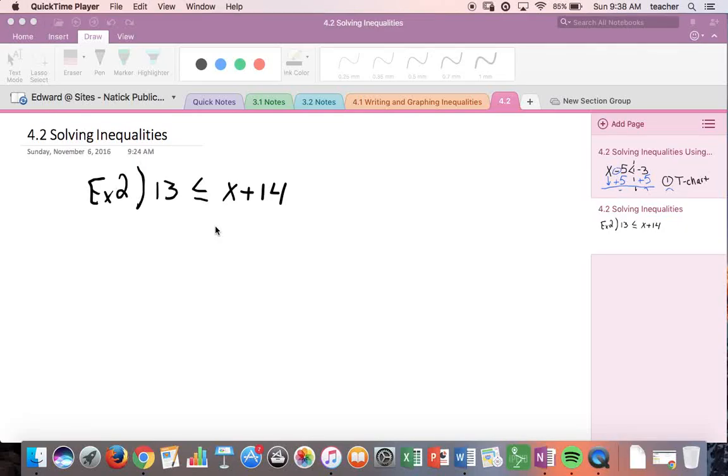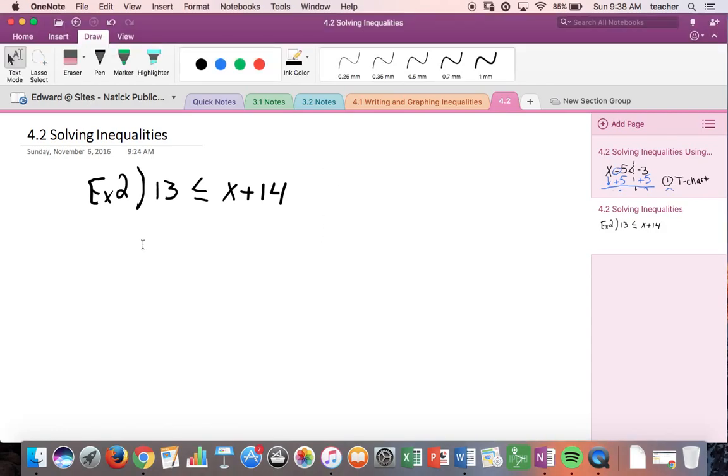Hey guys, so this is the second example in 4.2 that I want you to know about. In the first example, I forgot to label it as the first example. So please make sure you go back to that video and when you're taking your notes on it, you label it as example 1. My bad for that. But now we're going to go on to example 2.